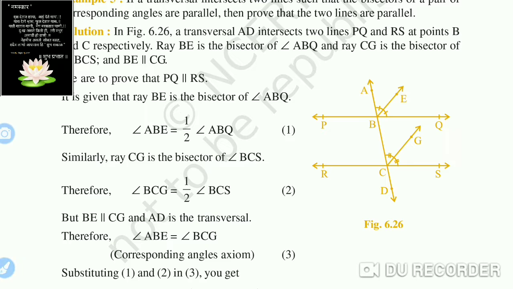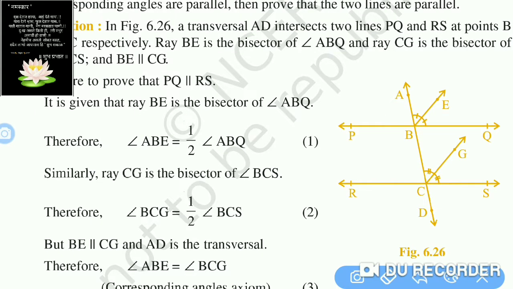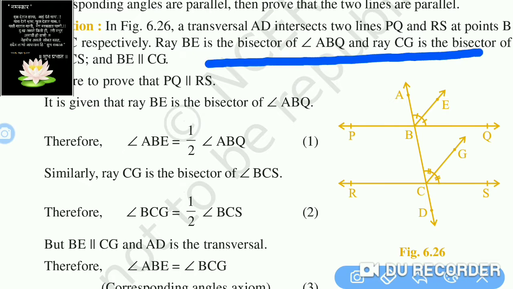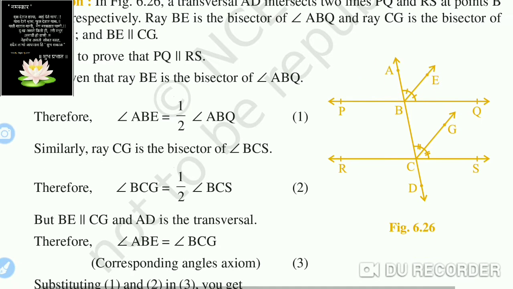BE is the bisector of angle ABQ. CG is the bisector of angle BCS. And we have to prove that the line PQ is parallel to line RS. Now these bisectors are parallel to each other. So according to the given information, we should write all the given information first. Then we have to prove that PQ is parallel to RS.